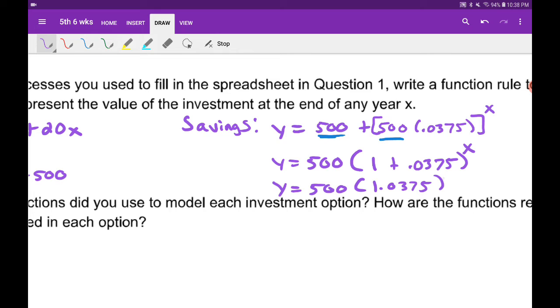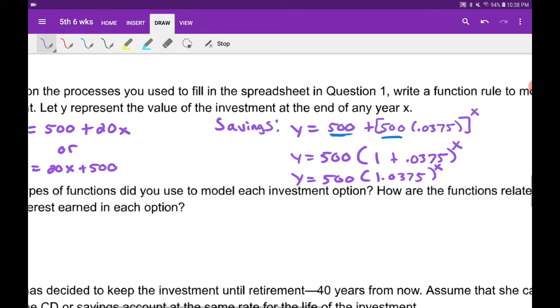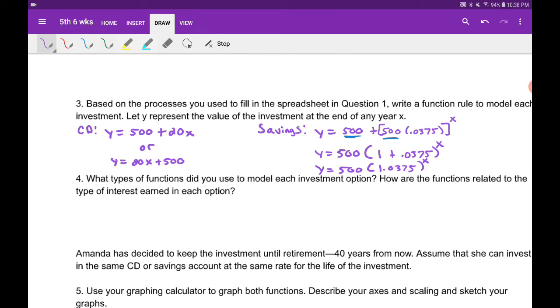All right, and that's to the x power. So this x in the exponent makes it exponential. All right, and that's what number 4 is asking. So here our CD is linear, and here our savings is exponential.